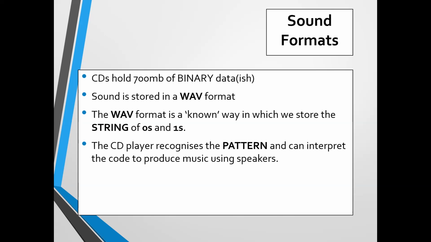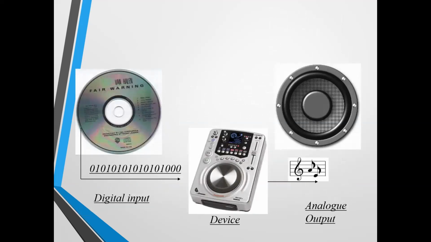But again, just know that the moment it has been converted to digital, it's already in zeros and ones. And so the CD-ROM drive is able to read the pattern and interpret the code to produce music using the speakers. This is just an illustration of a CD-ROM drive and also some of the input devices that can help us in doing these conversions as well. So a CD-ROM drive is digital because its input is zeros and ones.